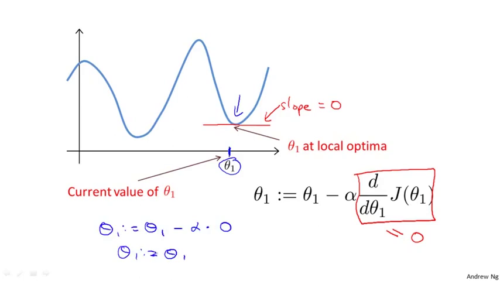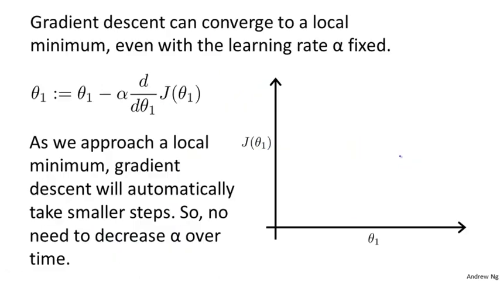So if your parameter is already at the local minimum, one step of gradient descent does absolutely nothing. It doesn't change the parameter, which is what you want, because it keeps your solution at the local optimum. This also explains why gradient descent can converge to a local minimum even with the learning rate alpha fixed. Here's what I mean by that. Let's look at an example.